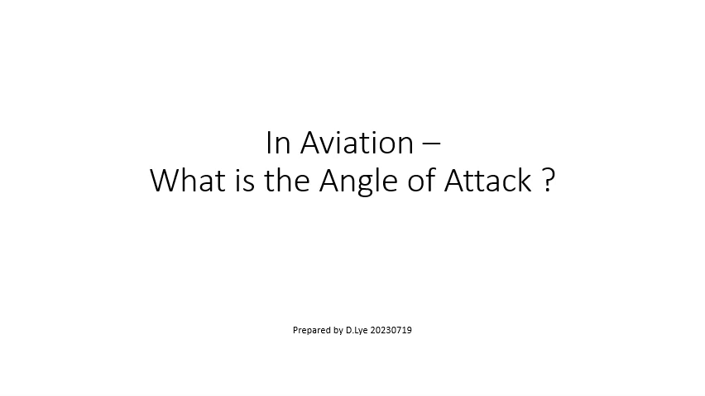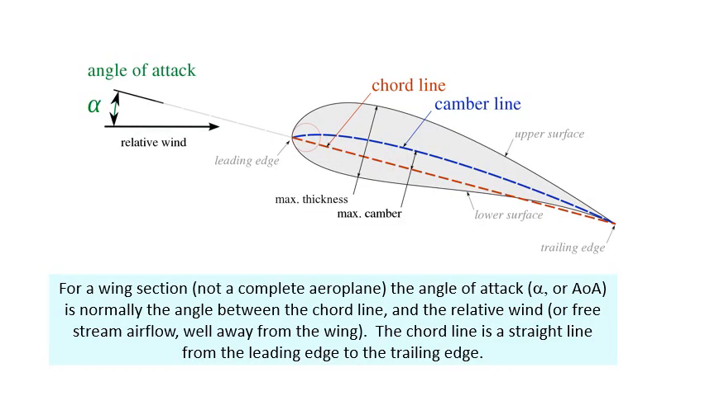In aviation, what is the angle of attack? So for a wing section, the angle of attack is normally the angle between the chord line and the relative wind, the free stream airflow well away from the wing, and the chord line is normally a straight line from the leading edge to the trailing edge. That's well understood, no problem there.